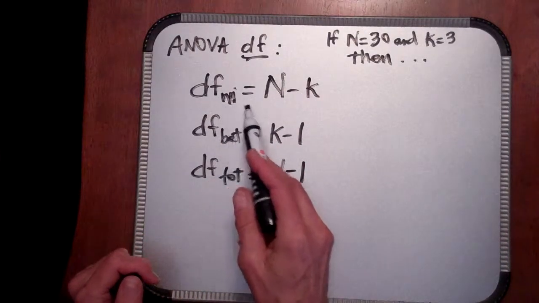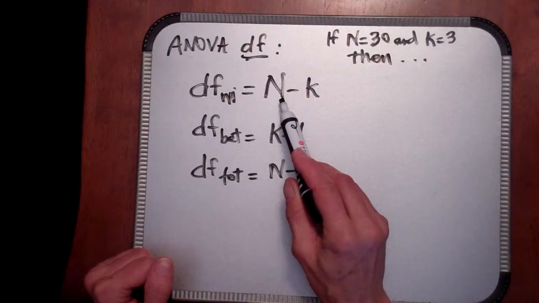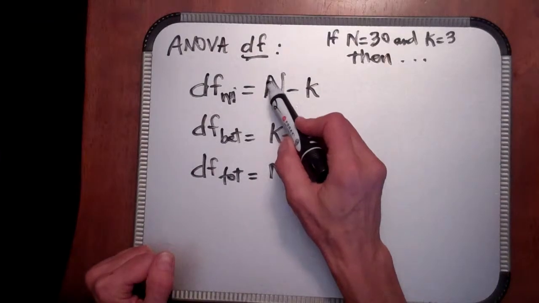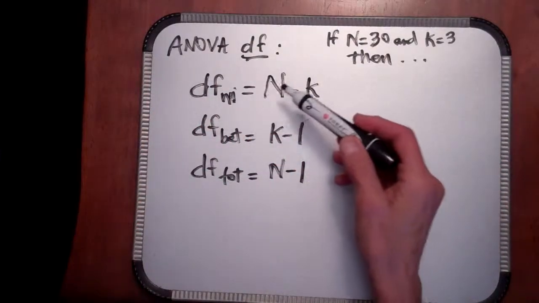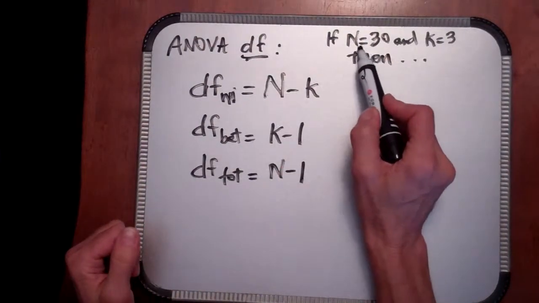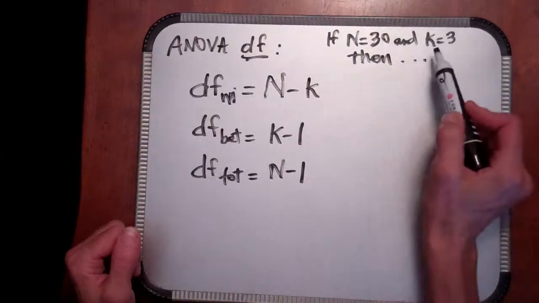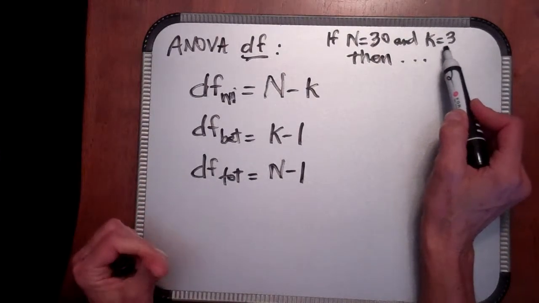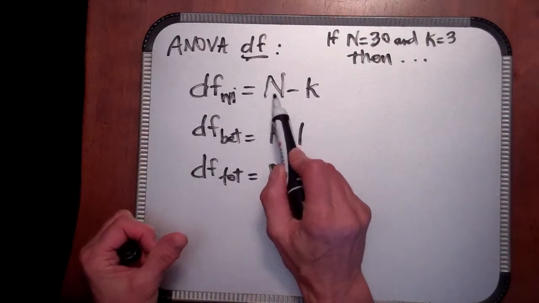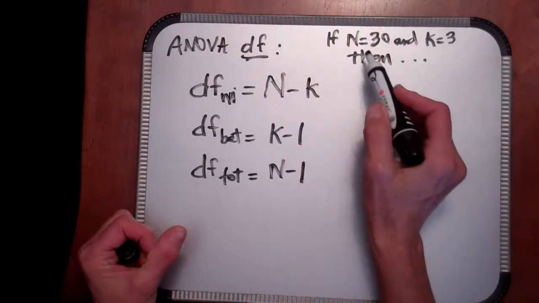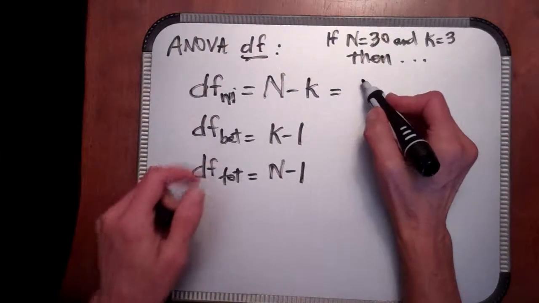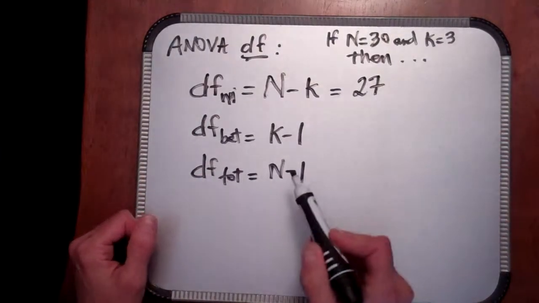So to determine degrees of freedom within, it's simply the sample size, and as we said in the text, for an ANOVA you use capital N to indicate the entire sample and small n to indicate the subgroup sizes. So here in the example in your book we have an N of 30, and K of course equals the number of groups. We're comparing three different groups. So this is the total sample size minus the number of groups. So if N equals 30 in our example and number of groups is 3, degrees of freedom within is 27.